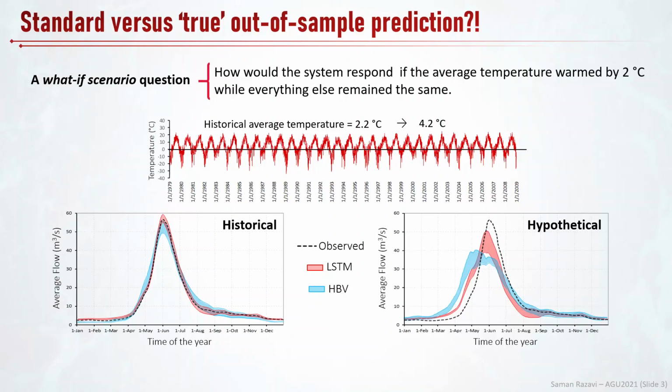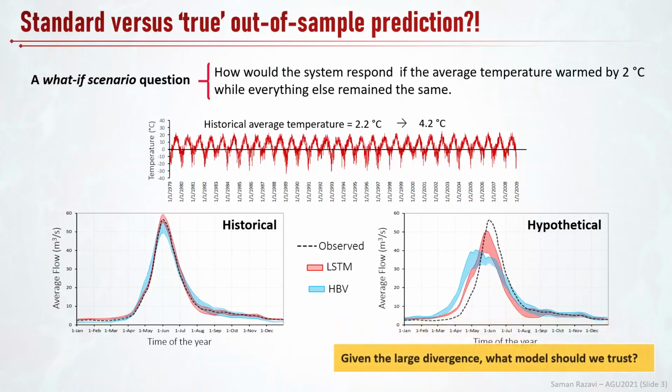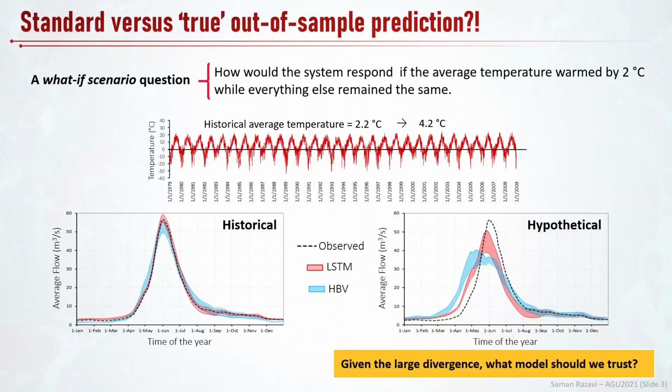But according to HBV, the changes would be more pronounced. The peak flows would decline by about 35%, and the flows might show two modes, the larger at the beginning of May and the other in mid-June. Now, given the big differences, the question is, what model should we trust? Which one gives a more credible picture under the truly new conditions?